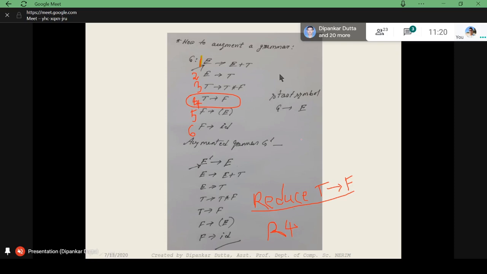If somewhere you have, suppose, R3, then it means what? R for reduce and 3 for T implies T star F. So for this one we have to write what? Reduce. R3 means T implies T star F. Reduce T implies T star F, and for this particular step we can write R3.